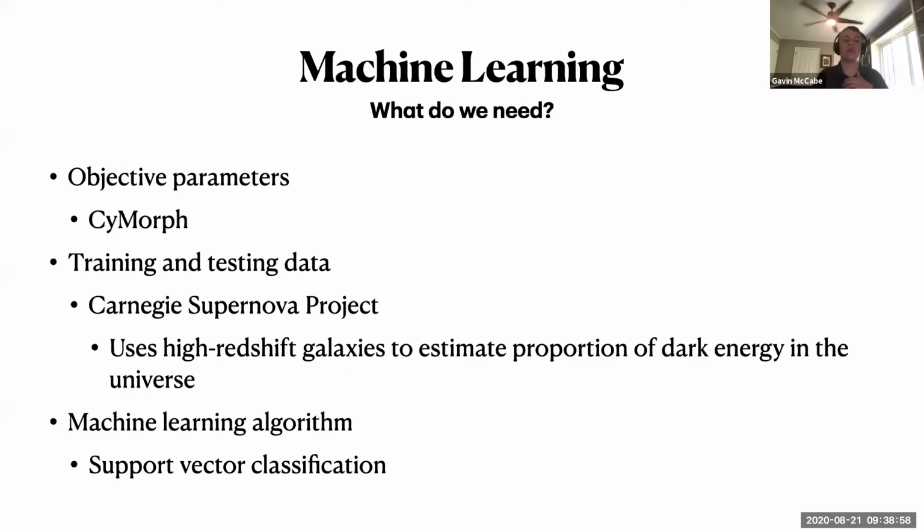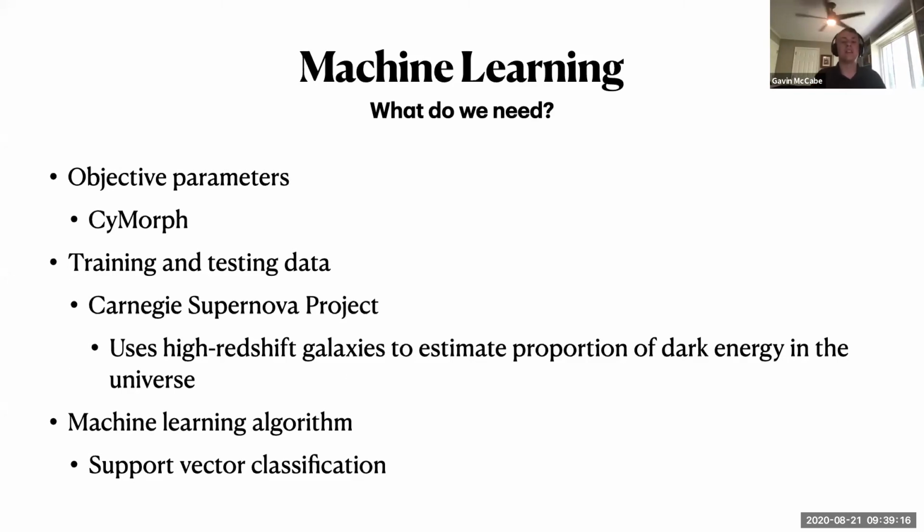So what do we need for machine learning to work? Well, first we need objective parameters. We need some numbers we can work with. Images are great, but numbers are even better. So we're going to look at SciMorph in just a moment and see how that can help us. Next, we're going to need training and testing data. So this is going to come from the Carnegie Supernova Project, as well as the Sloan Digital Sky Survey.